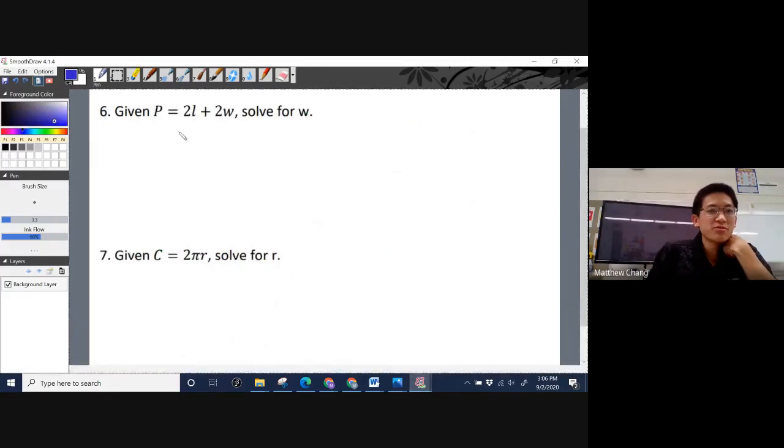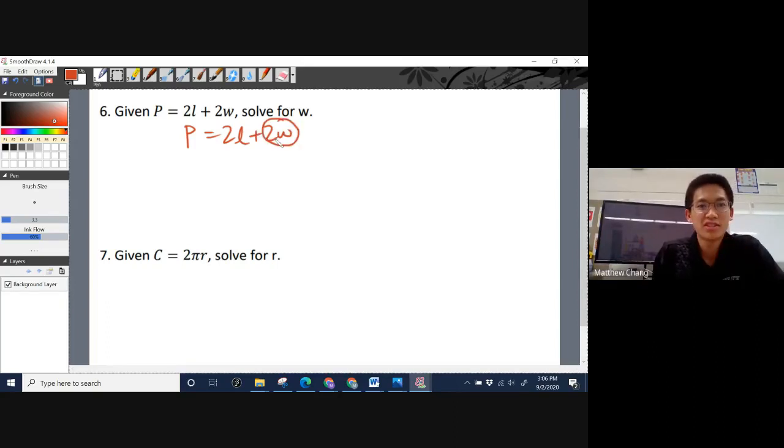Let's see this one. Given P equals 2L plus 2W, solve for W. This is the formula for the perimeter of a rectangle. In order to solve for W, we want to isolate that whole expression, so let's subtract 2L on both sides. The 2L's will cancel, so we have P minus 2L equals 2W.